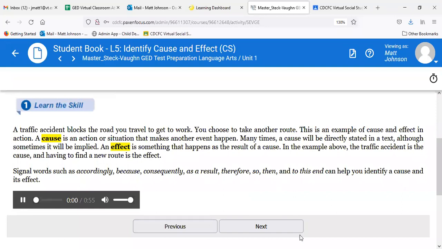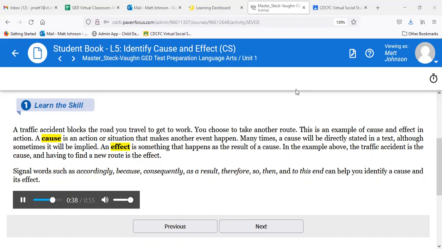A traffic accident blocks the road you travel to get to work. You choose to take another route. This is an example of cause and effect in action. A cause is an action or situation that makes another event happen. Many times, a cause will be directly stated in a text, although sometimes it will be implied. An effect is something that happens as the result of a cause. In the example above, the traffic accident is the cause, and having to find a new route is the effect.